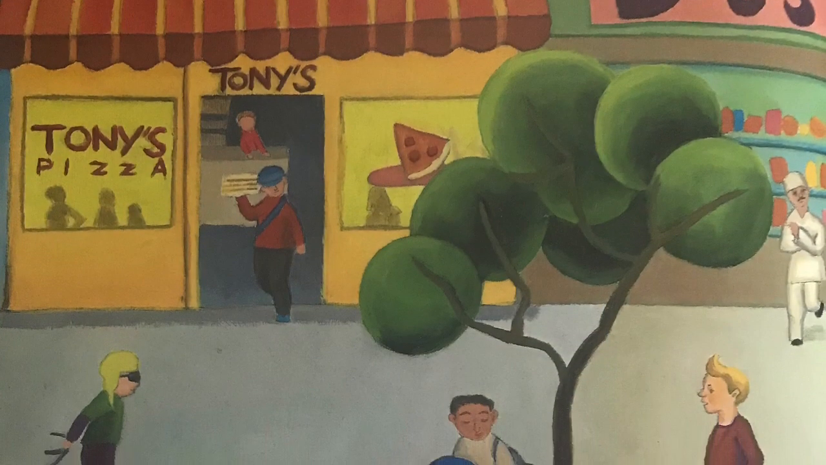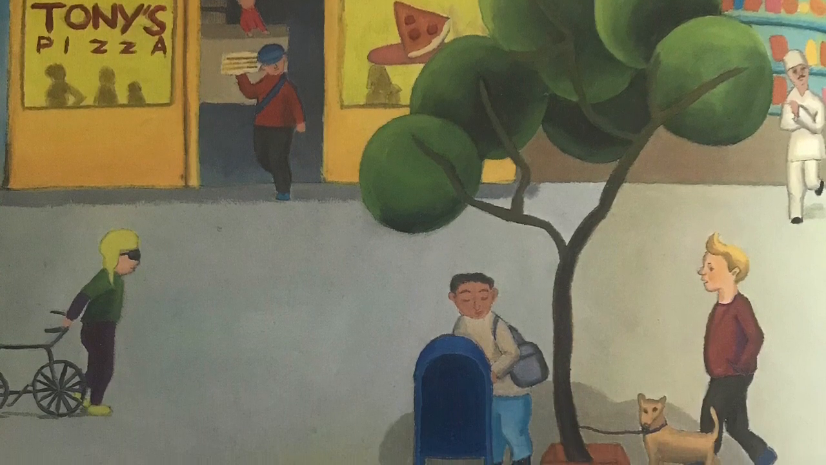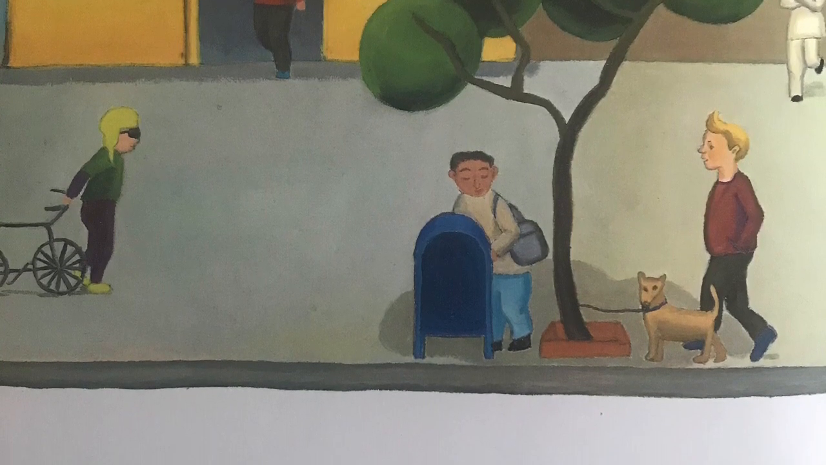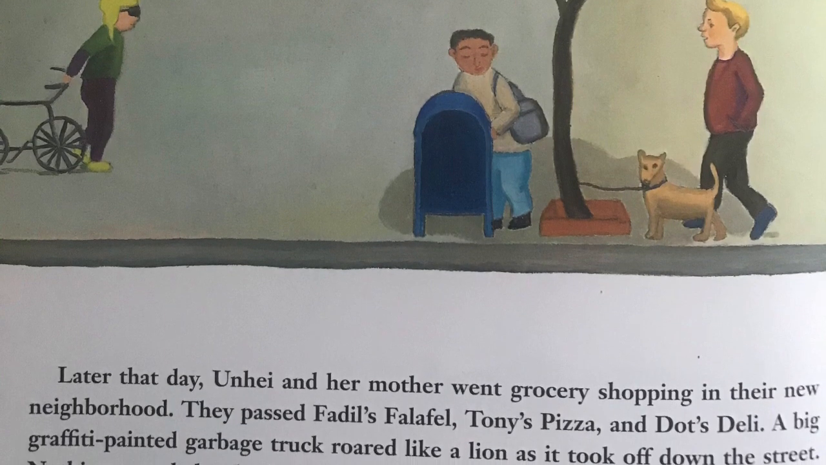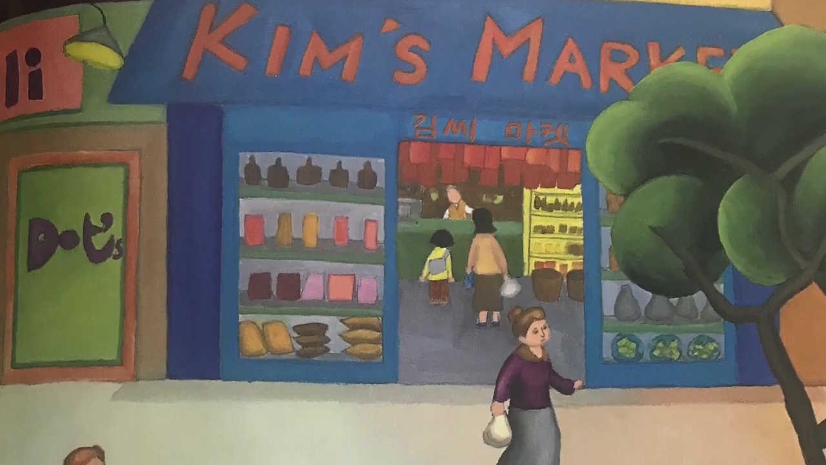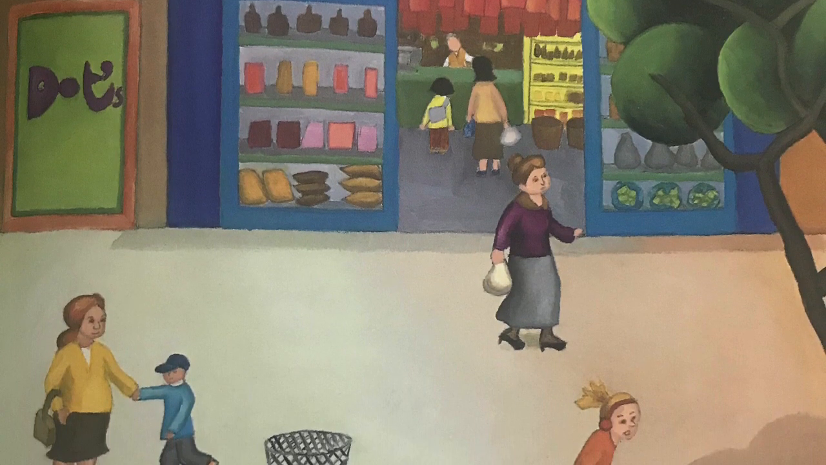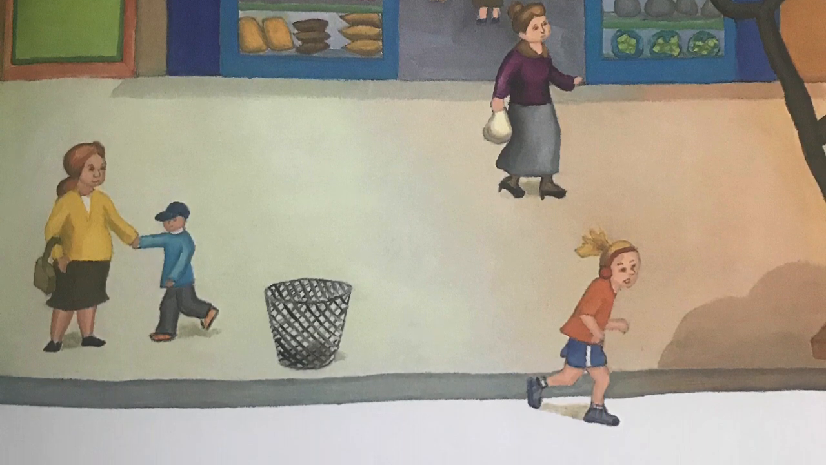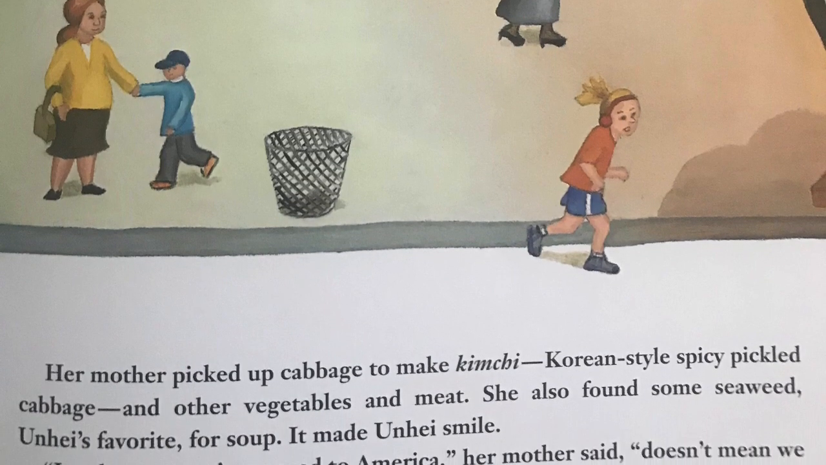Later that day, Eunhae and her mother went grocery shopping in their new neighbourhood. They passed Fidel's Falafel, Tony's Pizza and Dot's Deli. A big graffiti-painted garbage truck roared like a lion as it took off down the street. Nothing sounded or looked familiar until they got to Kim's Market. The sign was in both English and Korean. Her mother picked up a cabbage to make kimchi, Korean-style spicy pickled cabbage, and other vegetables and meat. She also found some seaweed, Eunhae's favourite, for soup. It made Eunhae smile. "Just because we've moved to America doesn't mean we stop eating Korean food," her mother said.